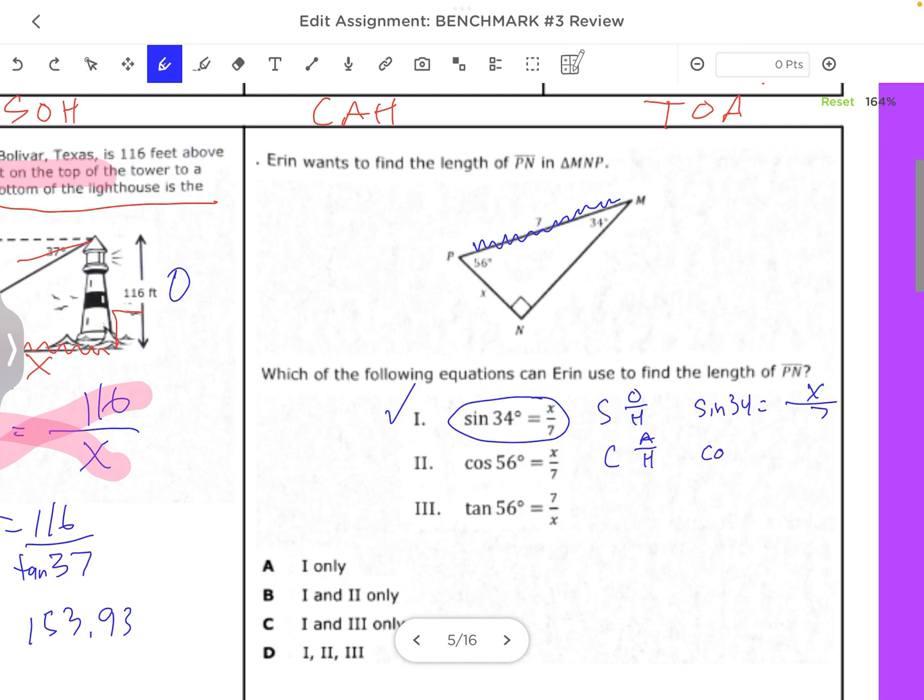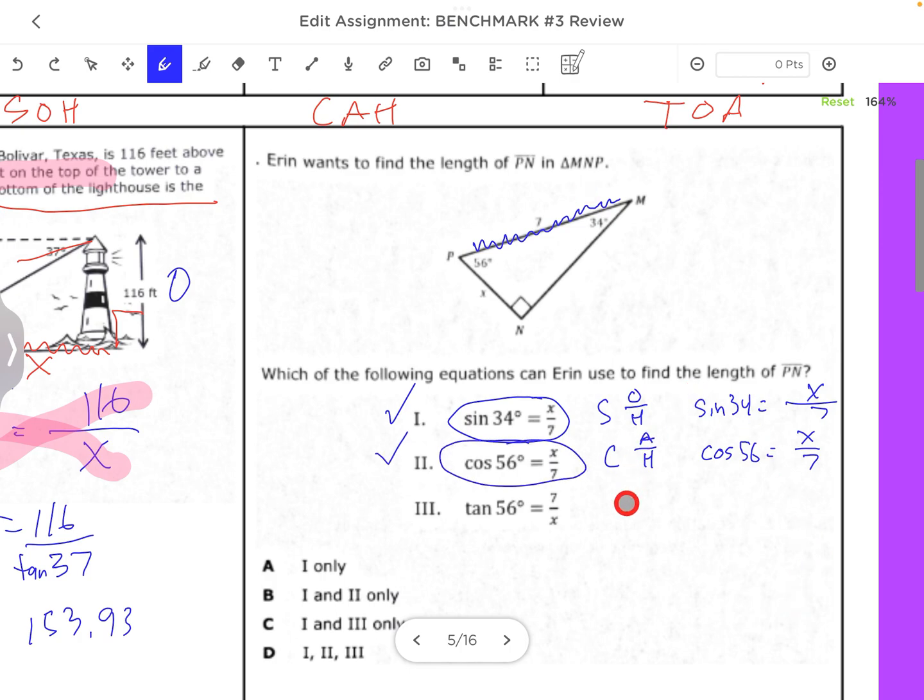So we'd say cosine of 56 is equal to, because that's what they're giving us. Let's see. The 56 is right here. Cosine, so adjacent would be x, because that's opposite, right? X over 7. And that's good too. All right.